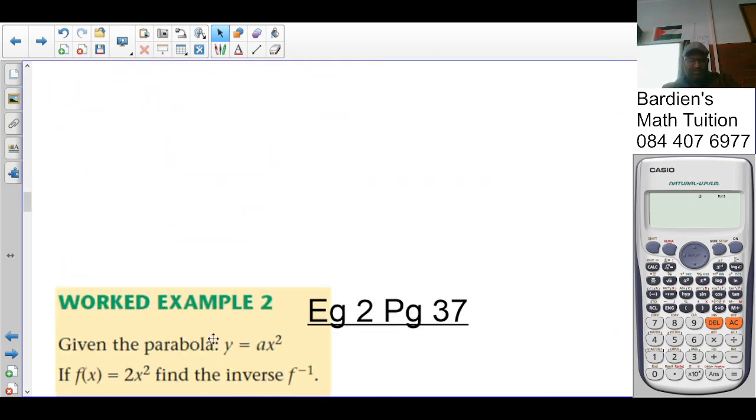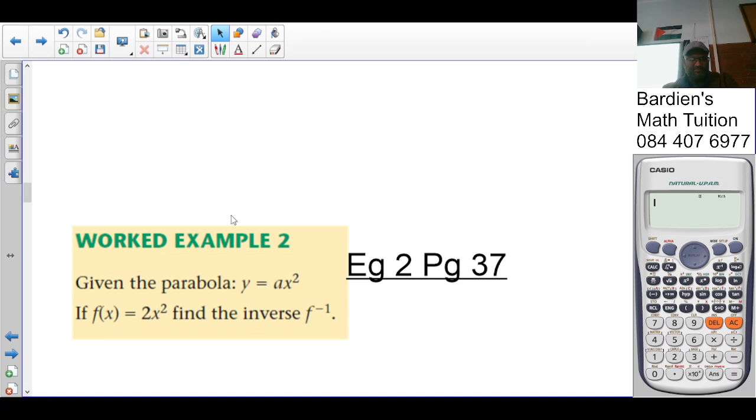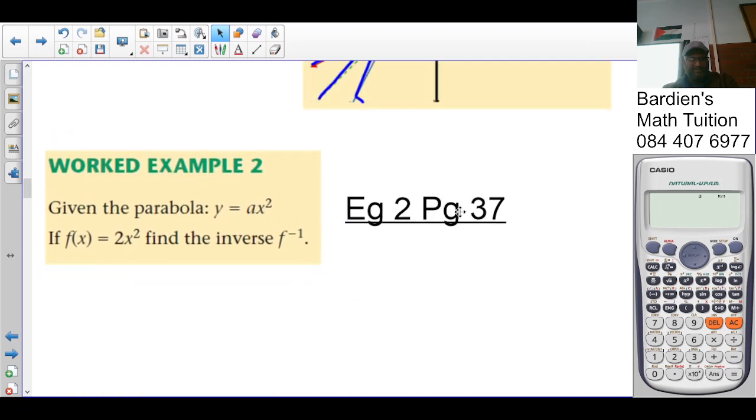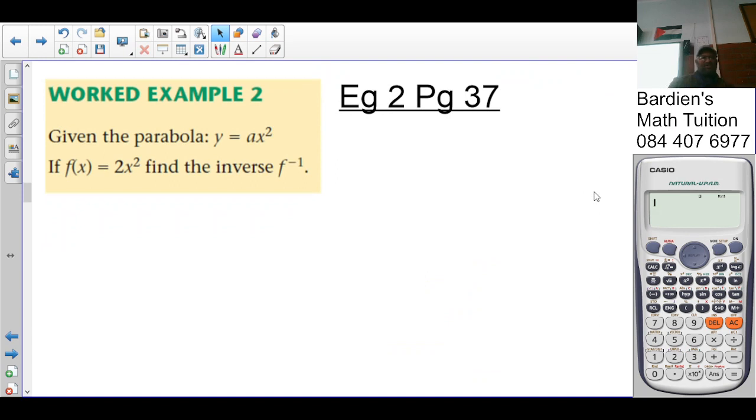Let's look at worked example 2 on page 37. So given the parabola y is equal to ax squared. The question is, if f of x is equal to 2x squared, find f to the minus 1, which is the inverse. Okay, can you guys do that with me? You know what to do?